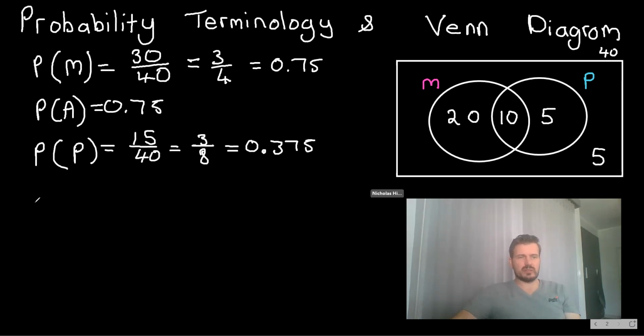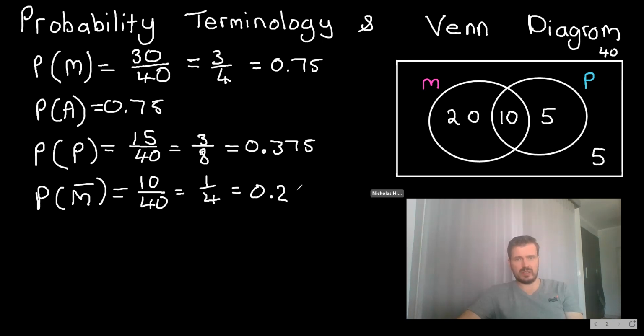If you see this P of M with a bar on top, or A could also be A, P of A with a bar, that just means not maths. The probability of not maths is all the people who don't do maths. Well, 30 do maths, we know that 10 don't do maths. And so we get 1/4, which is a quarter. And we see that probability of maths plus probability of not maths would add up to 1. And that makes sense because our probabilities add up to 1.